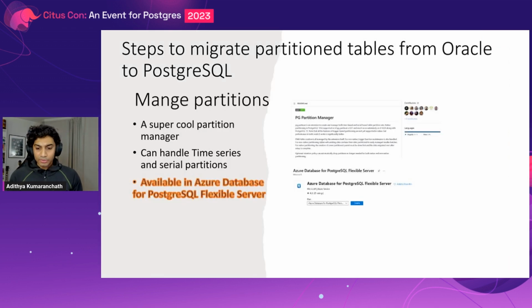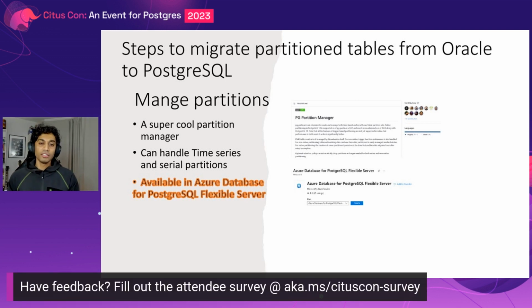In the earlier part of the session, I spoke about a key difference between Oracle and PostgreSQL, where Oracle can automatically create partitions for you. To bridge this gap for time series and serial-based data, pg_partman is a useful extension in Azure Database for PostgreSQL, which you can use to manage partitions in Azure. And this can create partitions automatically.